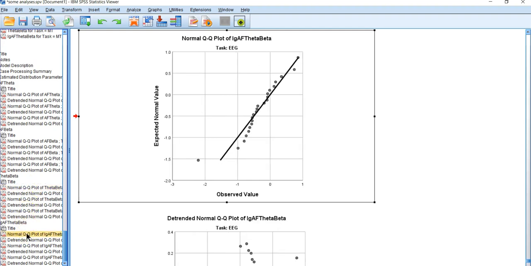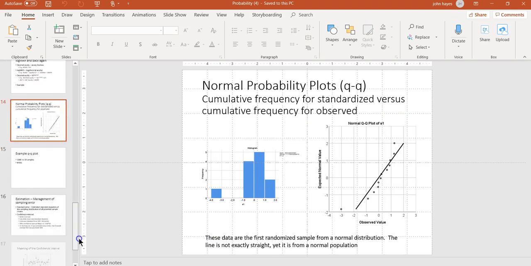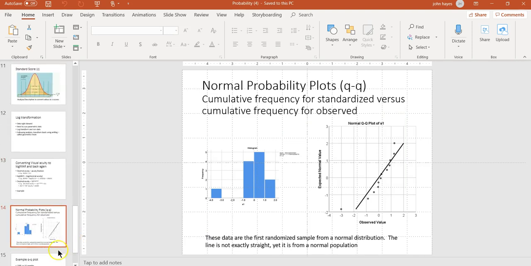Okay, so that's a QQ plot. And that is about it for our discussion.